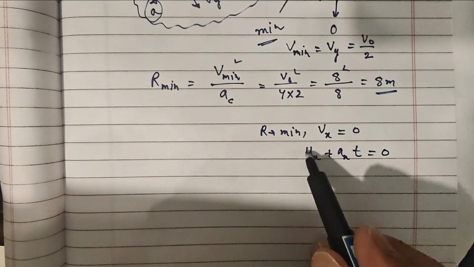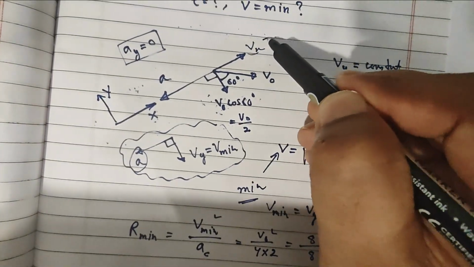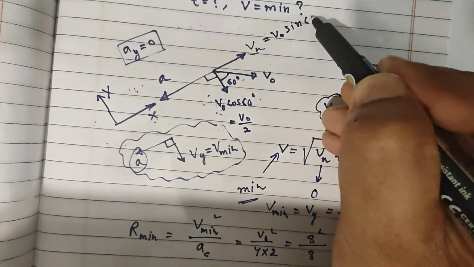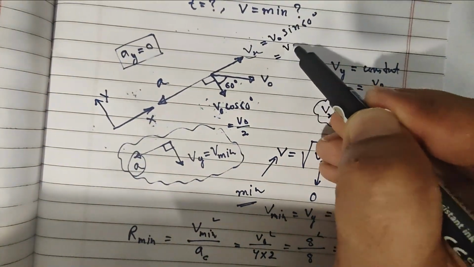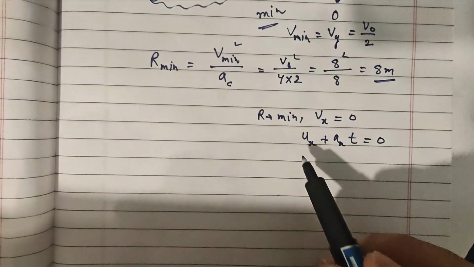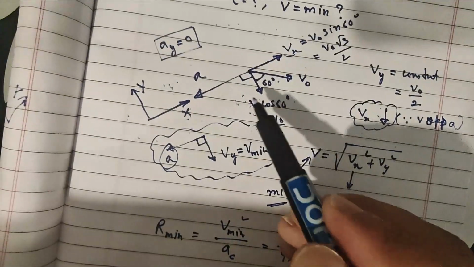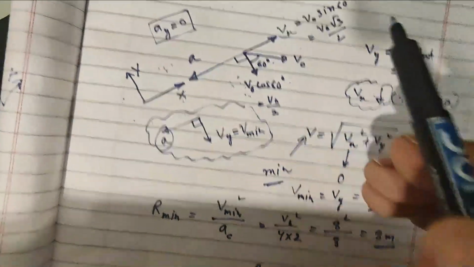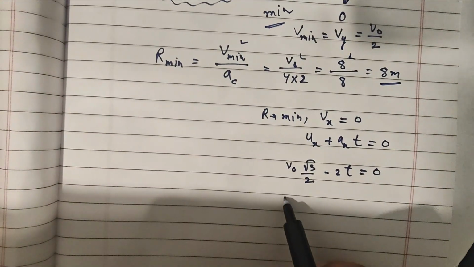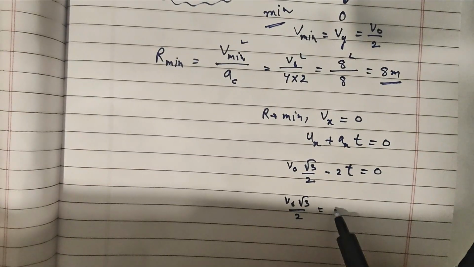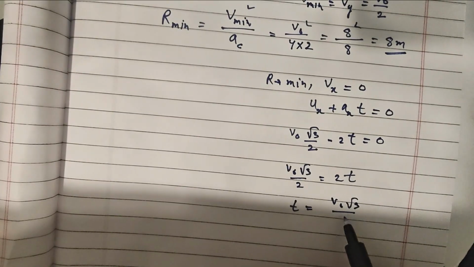And where is the initial velocity along the x-axis? It is in this direction, which is equal to V naught sine 60. Right, one component is v naught cos 60, the other component is v naught sin 60, which is v naught root 3 by 2. So this Vx is v naught root 3 by 2. Acceleration ax is in this direction, opposite to the positive direction. So minus 2t equal to 0. If you take it that side, v naught root 3 by 2 will be 2t. So t will be equal to v naught root 3 by 4.